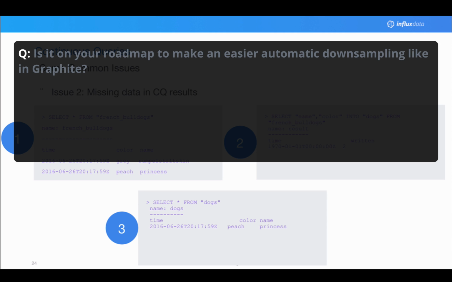Alexander Kruger, is it on your future agenda to make an easier automatic downsampling like in Graphite? Alexander, as I've said a couple of times, yes, it is. It's absolutely on our roadmap. It's definitely a major feature that we know we need and we're planning to work on. I wouldn't anticipate it this year, but sometime early next year, I would imagine that's when we're going to get to it. It's a very, very complicated feature.